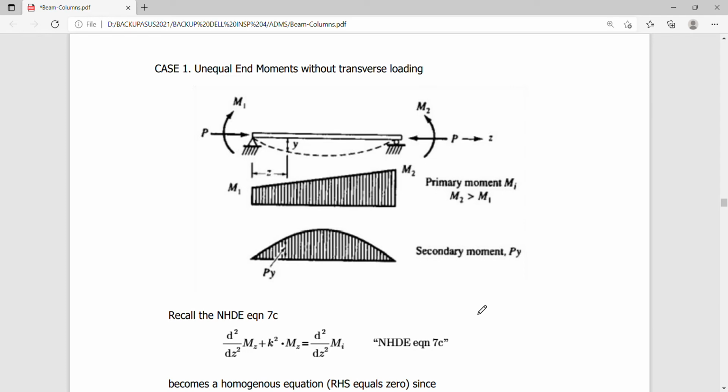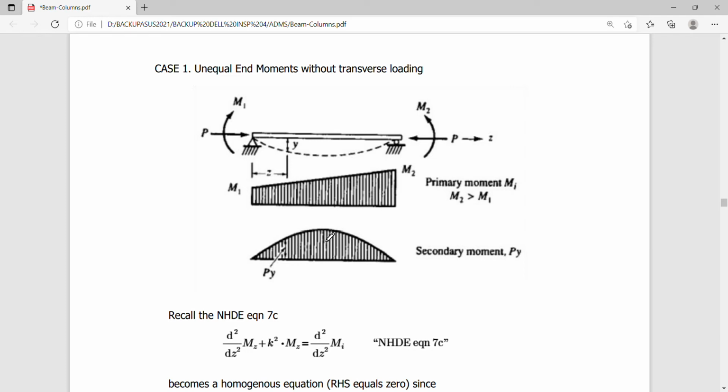So for case 1 scenario, the unequal end moments without transverse loading, so we remove the transverse loading. We simply account for this moment M1 and M2, which are not equal. So the moment diagram will be like this, and the second moment diagram will be, of course, a parabolic curve defining the effect of the P times Y increasing as it goes into the middle of the beam section.